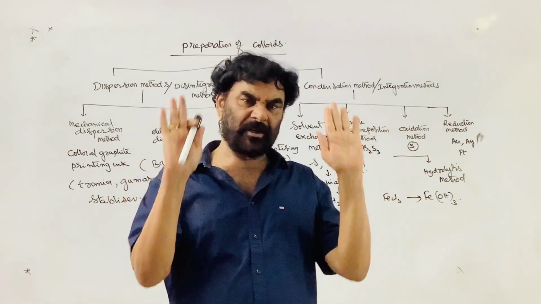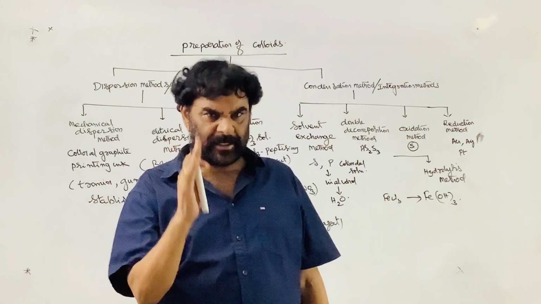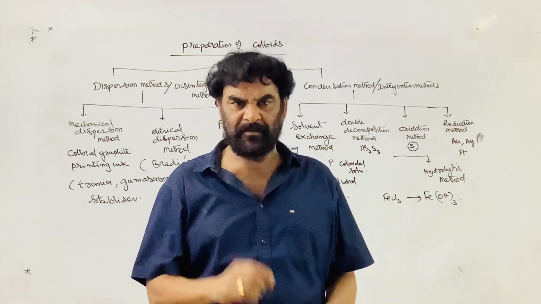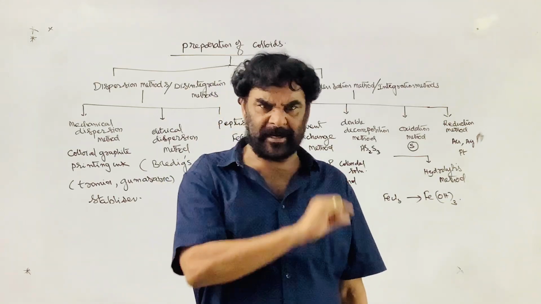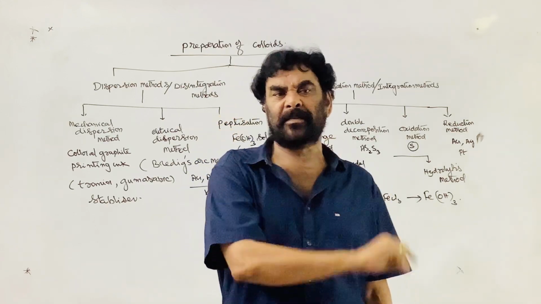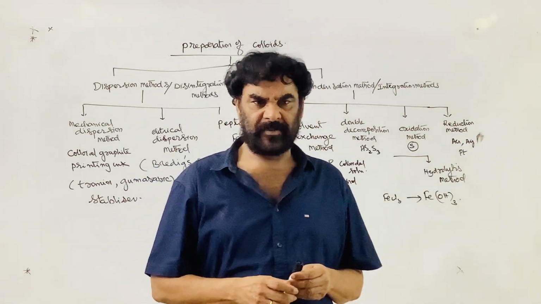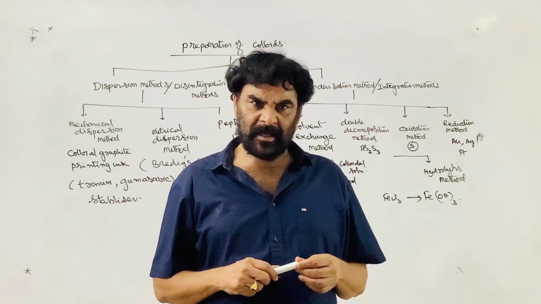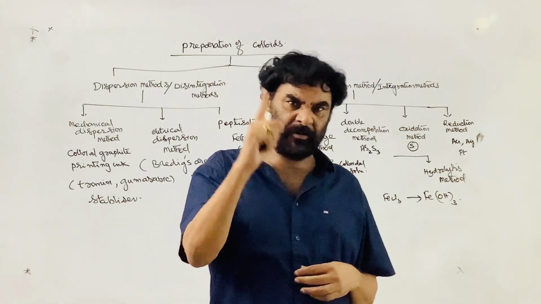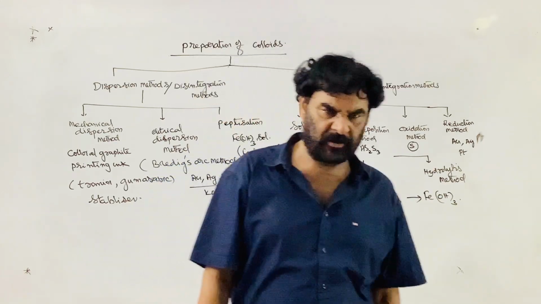meaning or definition of the colloidal solution. A heterogeneous mixture where one component is dispersed in the other component in the form of small molecular aggregates ranging from 1 nanometer to 1000 nanometers is called a colloidal solution. The mixtures where the minor component is dispersed in the major component in the range of 1 nanometer to 1000 nanometers is called a colloidal system, or colloidal solution.